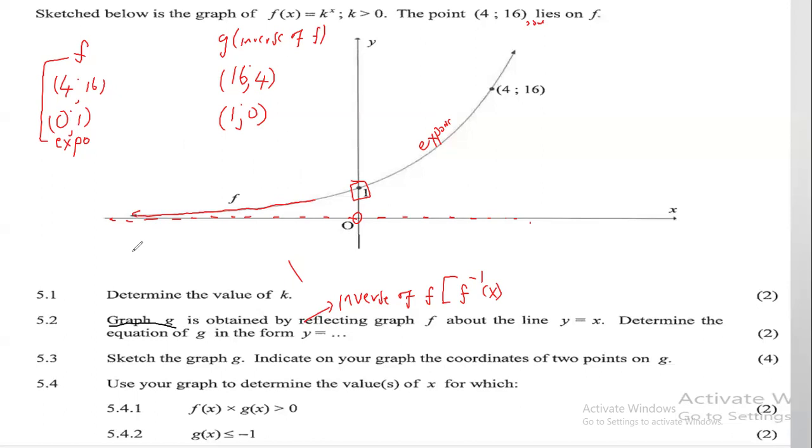And what is the equation of this asymptote? The equation of this asymptote is y equals 0. Guys, the exponential function has only one asymptote, the horizontal asymptote, the y asymptote.